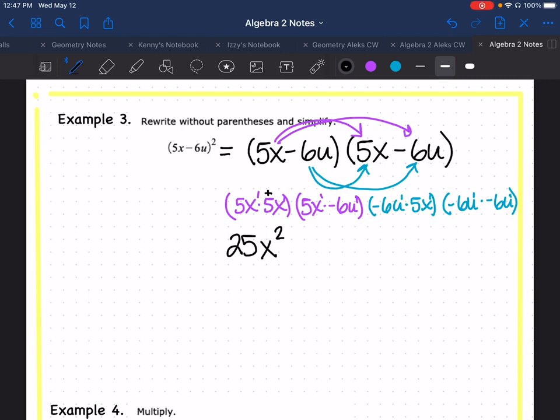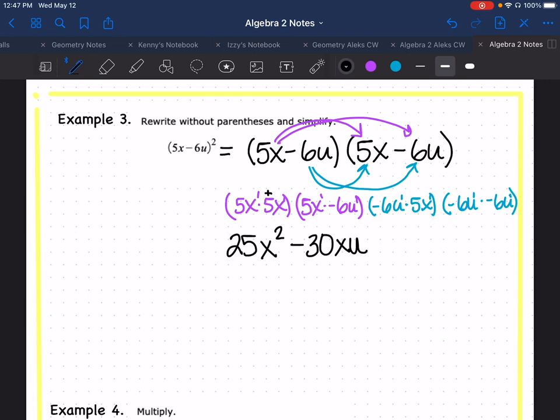The next one, I would get 5 times negative 6 is negative 30, and then it's xu. I would put it in this order simply because that's what it is. That's how I read it, but you could put it ux, it doesn't matter.